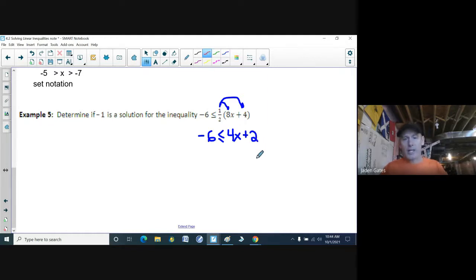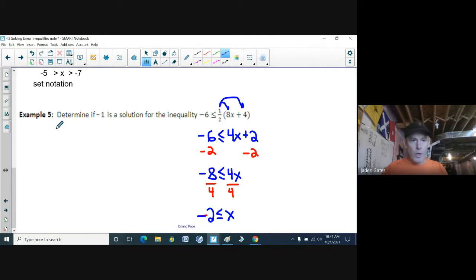Again, this is a single inequality, so I want to get x by itself. So I'm going to subtract 2 from both sides. Now what I end up with is -6 minus 2, which is -8, less than or equal to 4x. Again, getting x by itself, I'm going to divide both sides by 4. And I'm going to get -2 on the left, less than or equal to x.